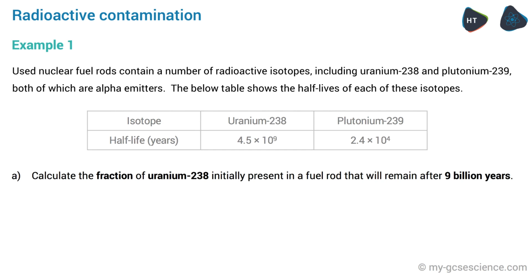In this first one, we're looking at the fuel rods that are used in a nuclear power station. As you can see, in part A, we need to work out the fraction of uranium-238 which is remaining after a time of 9 billion years. So let's give it a go. You should know that a billion is 1,000 million. So that means that, in standard form, 9 billion years is equal to 9,000 times 10 to the power of 6, or 9 times 10 to the power of 9 years.